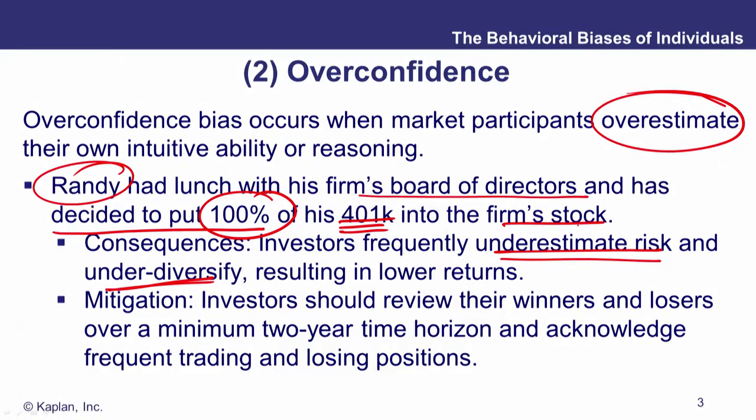The other one, just as depressing, is if you ask a bunch of financial market professionals, money market managers, investment managers, whether they're above average, about 80% of them will say, yes, I am above average, which can only be explained by them being overconfident in their abilities. So that's overconfidence. Too much trading, trading on too little information, all suggests that you're overconfident. So mitigation here: review winners and losers, don't have too short a time period, have a minimum 2-year time horizon, and make sure you acknowledge if you're trading too frequently, and acknowledge, don't just ignore, when you make losing trades. So that's number 2 of 6.